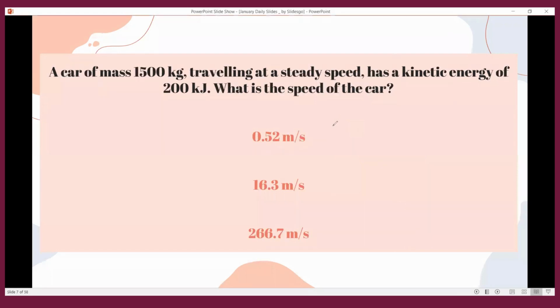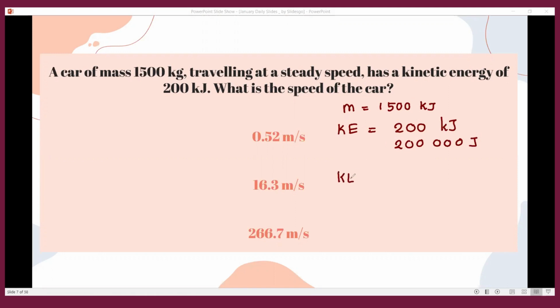A car of mass 1500 kilograms has a steady speed and a kinetic energy of 200 kilojoules. This time the kinetic energy is given, but remember it is in kilojoules. If we convert this into joules, it will be equal to this particular amount. And what is the speed of the car?